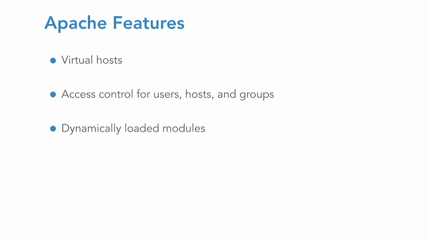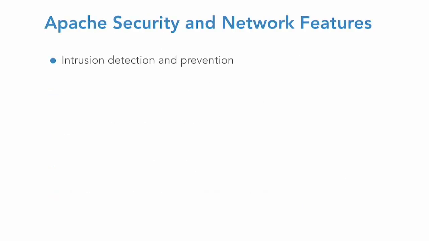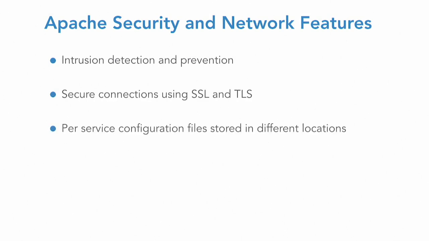Apache supports dynamically loaded modules. This allows it to be expanded with new functionality or slimmed down if extra functionality isn't needed. Apache integrates common configuration options into the source code, making administration easier. It also supports multiple authentication methods, including passwords and digital certificates. It has support for compression to speed up data transfer. Apache has intrusion detection and prevention support, as well as secure web connections using SSL and TLS. Apache supports individual dispersed per-service configuration files. And lastly, support for reverse proxies and proxy load balancing.